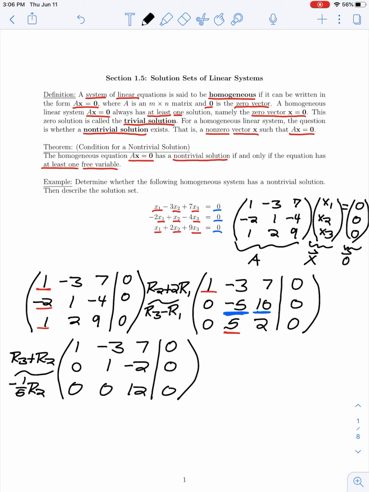Now we don't really need to get this completely into reduced row echelon form because I could solve for x3 and then use back substitution to get my other variables. But just for a little extra practice with reduced row echelon form, let's keep moving through this system.